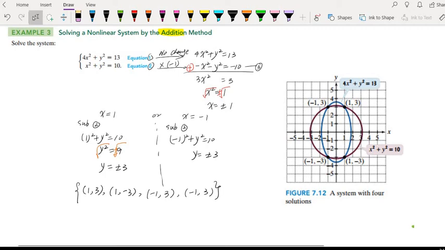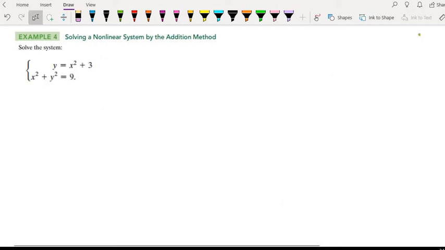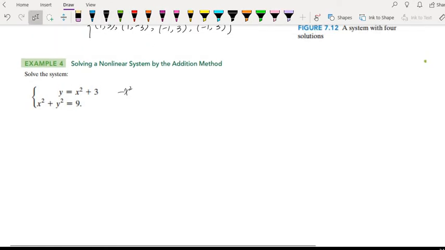Let's go ahead and work on example 4. Example 4, solving a nonlinear system by addition method. Before we can use addition method, we have to rewrite equation 1. We can subtract x squared from both sides. Then we'll have negative x squared plus y equals 3. So I'm going to write the second equation right below it. x squared plus y squared equals 9.